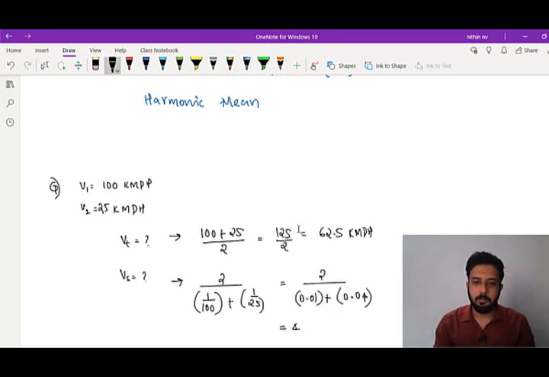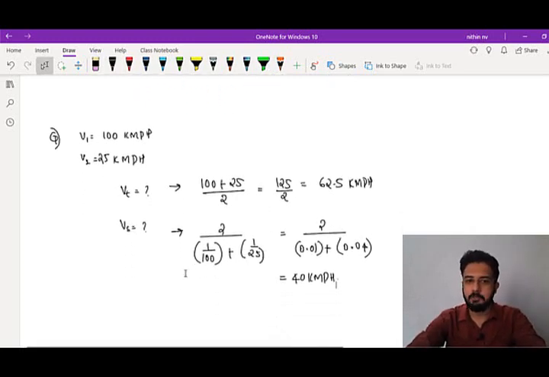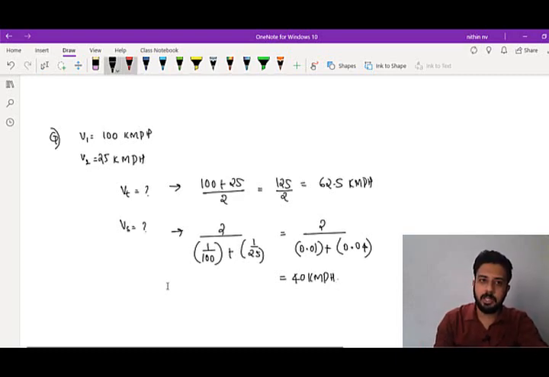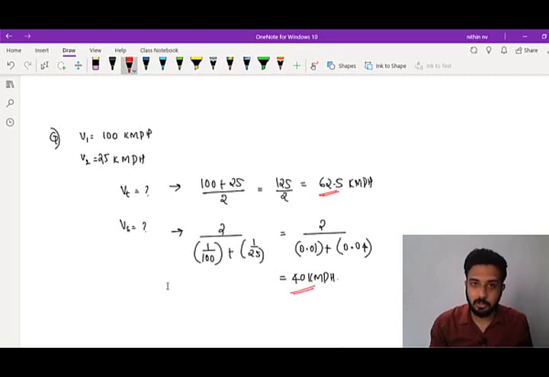Yes, I am getting 40 kmph. Hope my calculation is correct. Okay. Understood how we are going to calculate? See, after calculating, one simple check you can do: whether your calculated value of Vt is more than Vs or not.